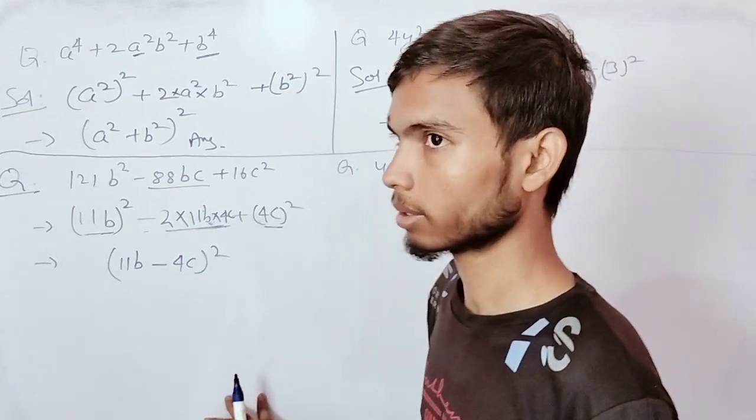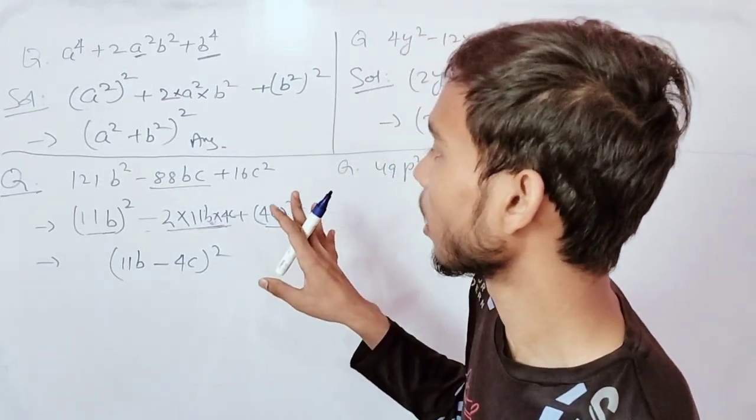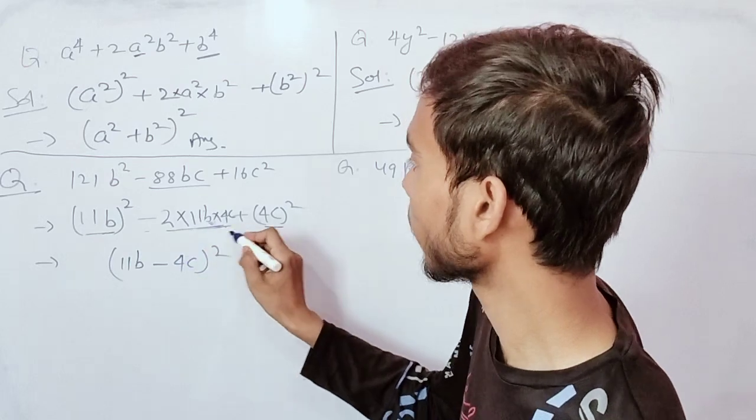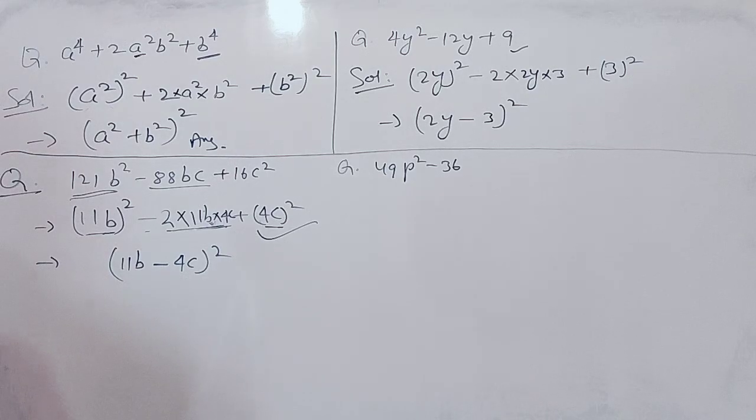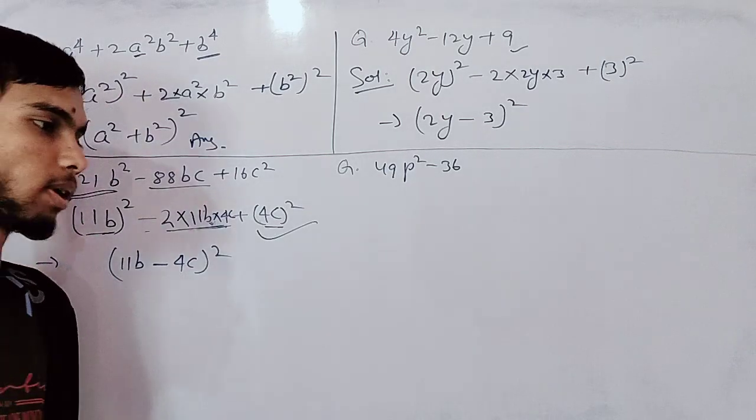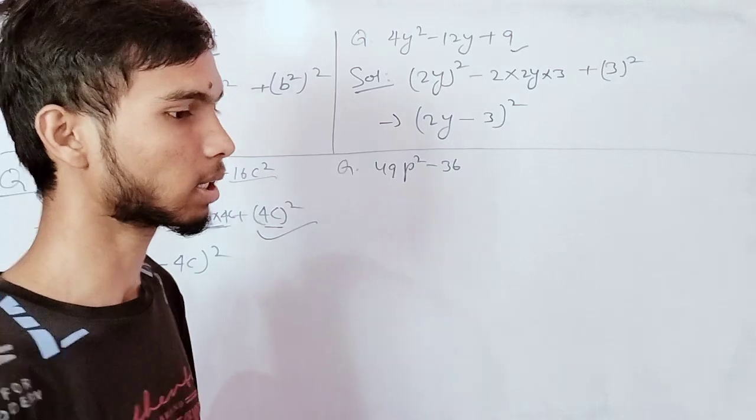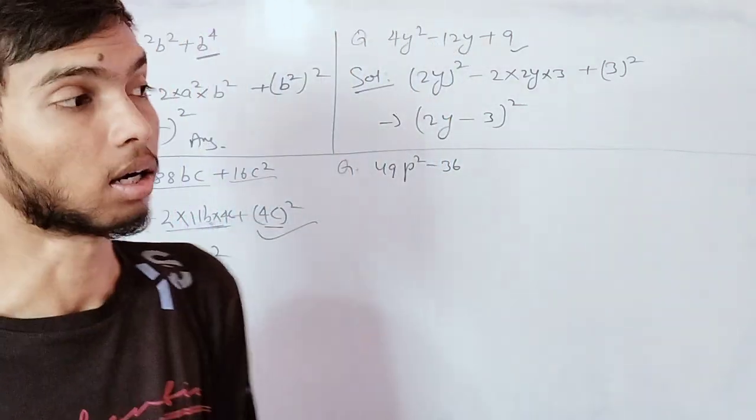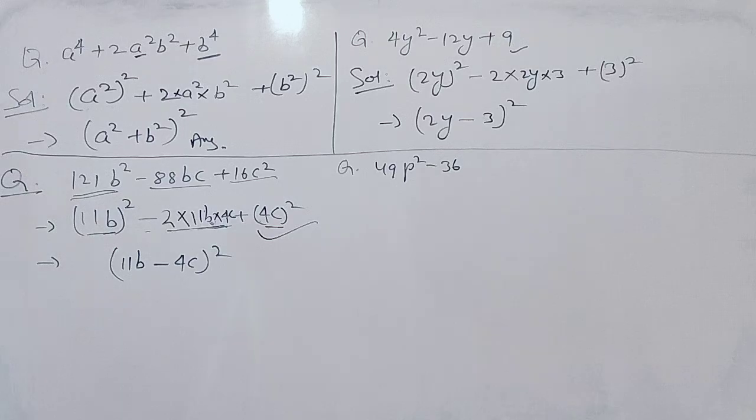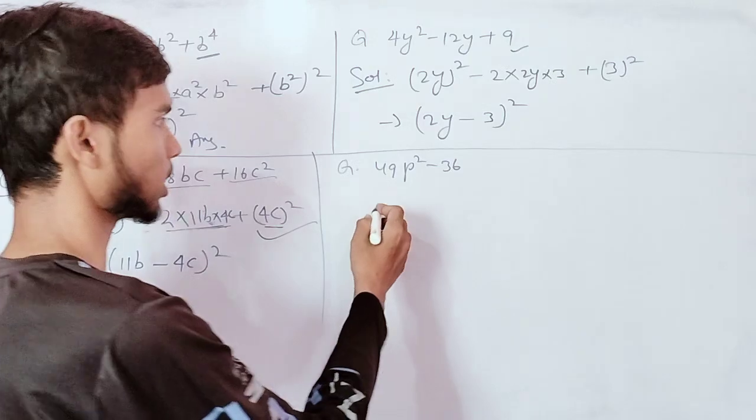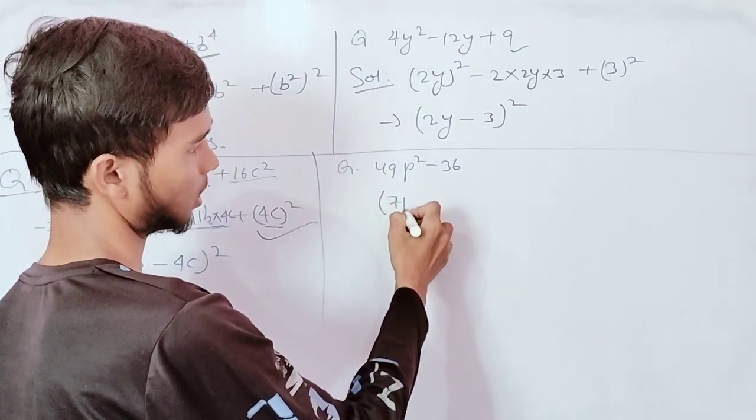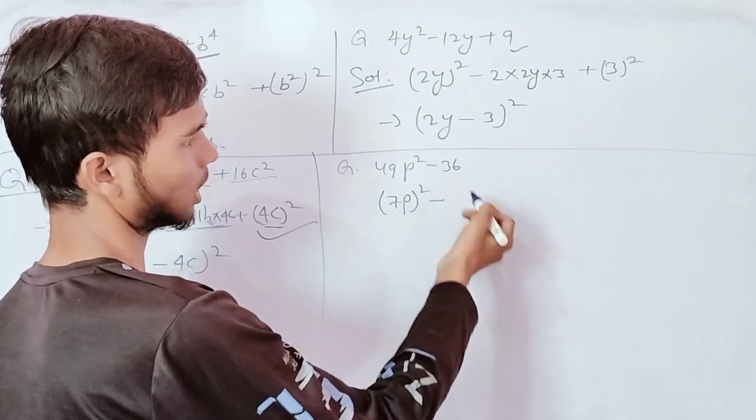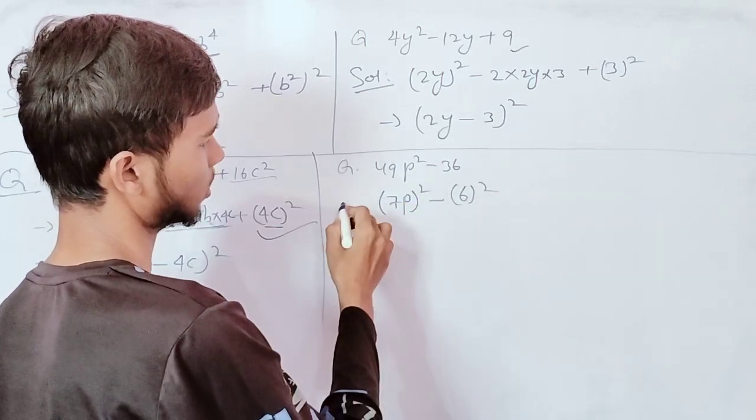Now the question is, what did we do? We applied algebraic identities here because the first term of the equation was giving us a perfect square, and the last term of that equation was also giving us a perfect square. That's why we were able to apply algebraic identities. Now in this case, what is happening? It can be written as 7p raised to power 2. It is a perfect square of 6, isn't it?